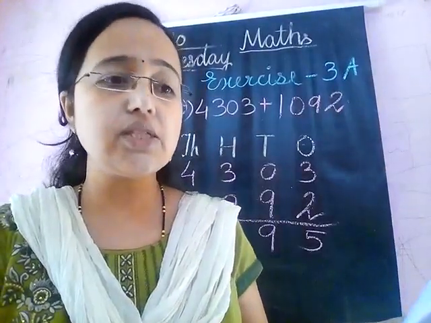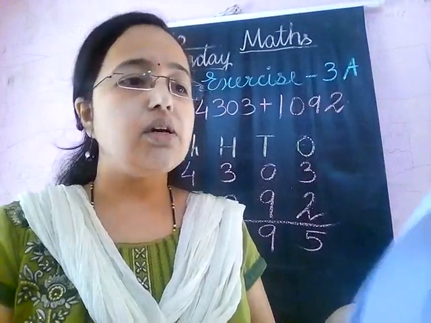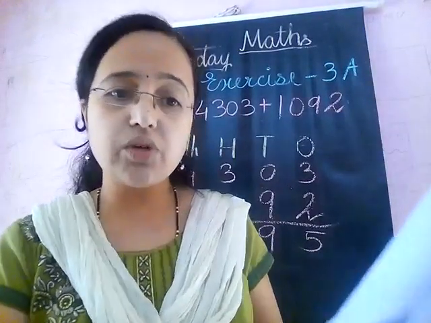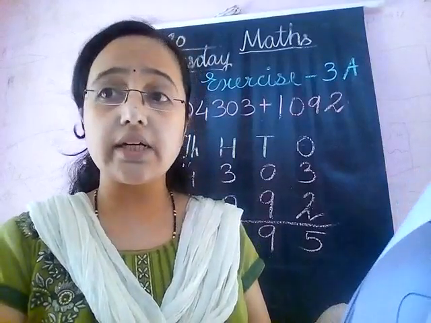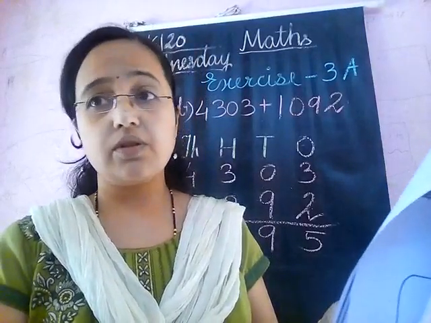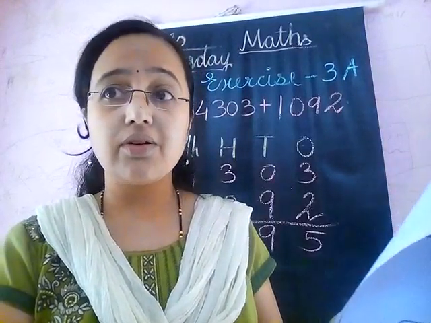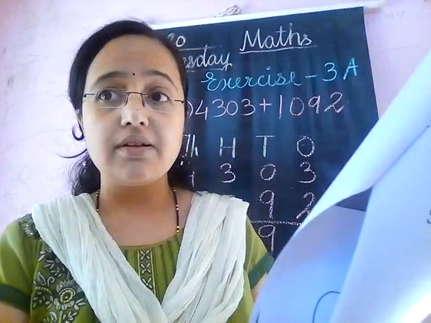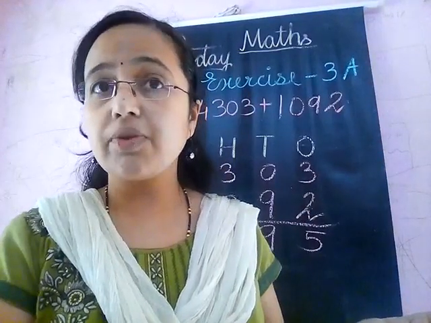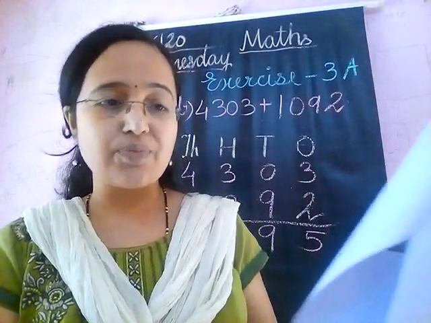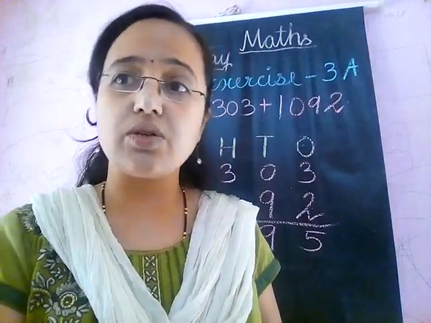So the next one is 6192 plus dash is equal to 6192. So answer remains the same. What should we add? Then answer remains the same. Yes, very good. 0, obviously. Yes or no? So there you have to write 0.